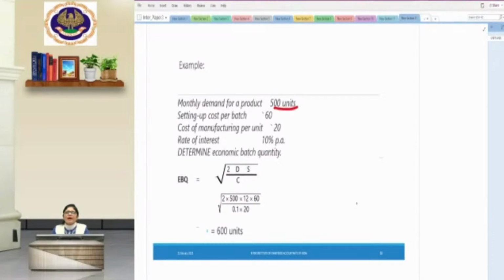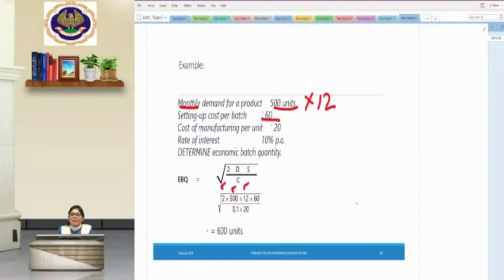You have to find out the annual demand, not monthly. That means you have to do 500 into 12, because it's monthly demand. Clear? It's mentioned here: 2 into 500 into 12.